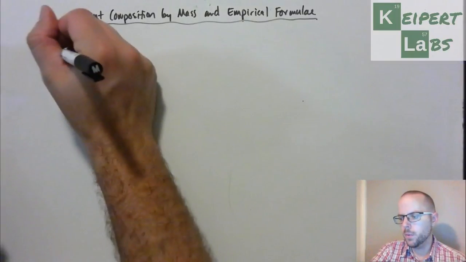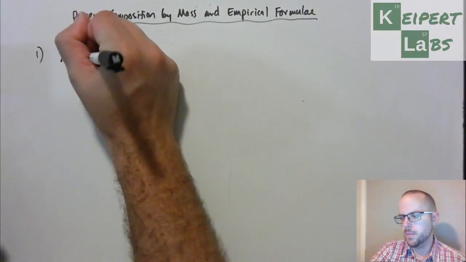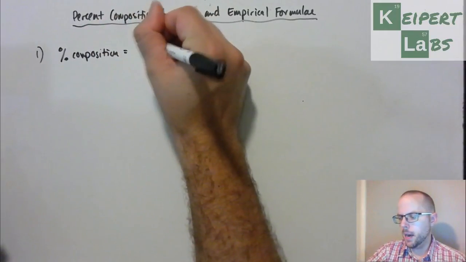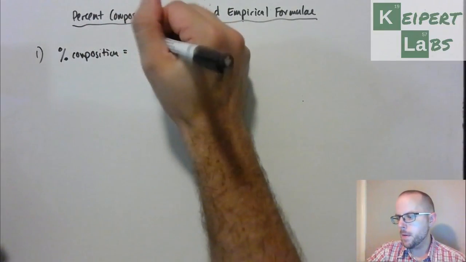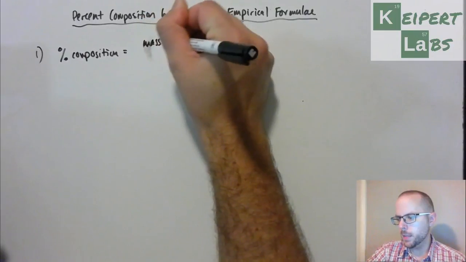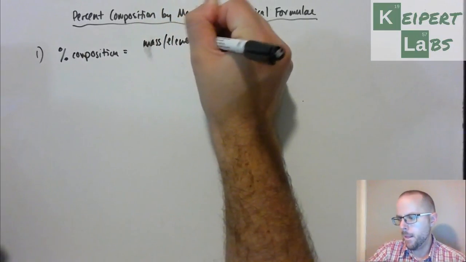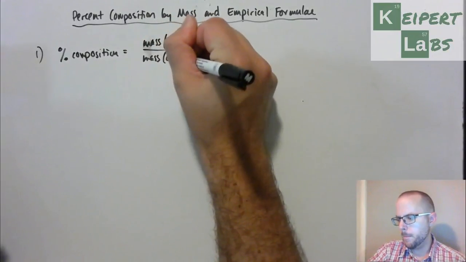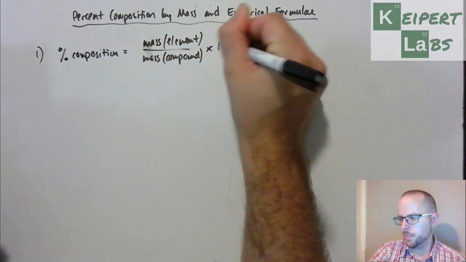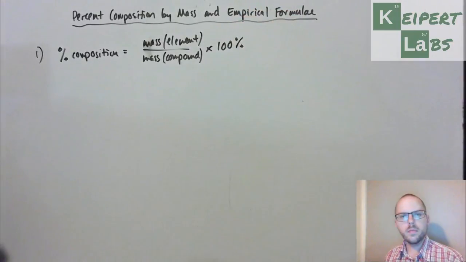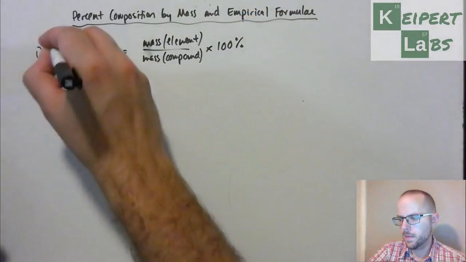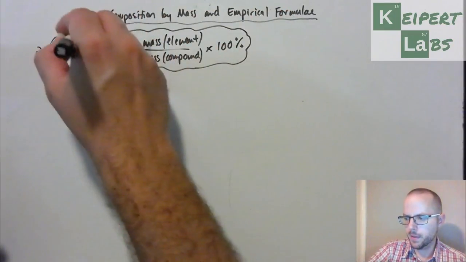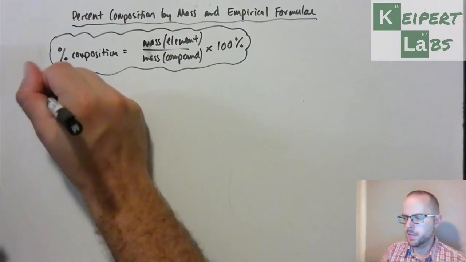Okay, so percent composition is the mass of the element over the mass of the compound times 100%. Okay, that's the sort of formula that we're working with here. I'm going to keep that there, so I might bump this down so that we can keep that there.